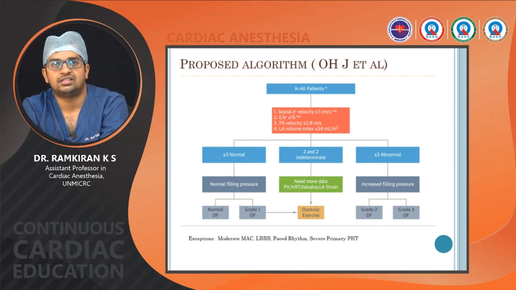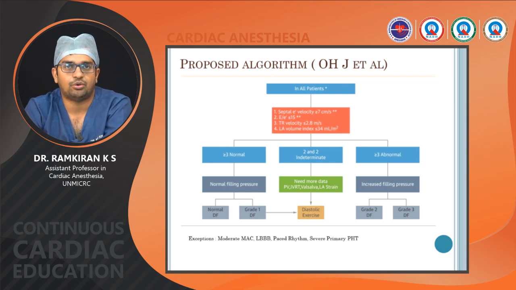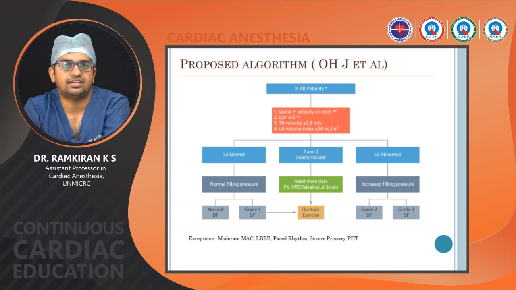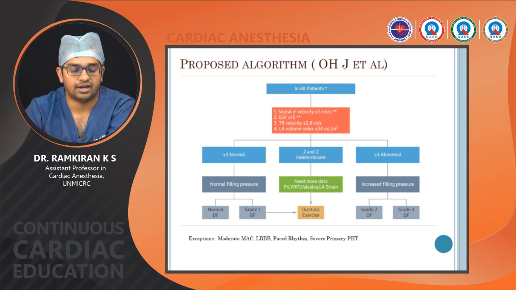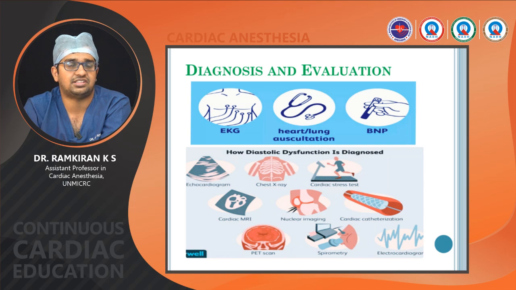But whenever there is 2 normal and 2 abnormal, this is the indeterminate picture where we have to take help of the other parameters like IVRT, considering a Valsalva maneuver or an LA strain, and further assessments to grade the diastolic dysfunction. So for diagnosis, apart from echo, we have various other modalities to assess and evaluate diastolic dysfunction, which include X-rays, stress test, ECG, MRI, nuclear imaging, cardiac catheterization, PET scans, all these things.